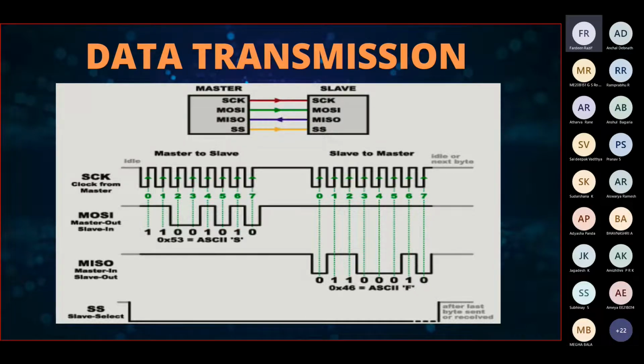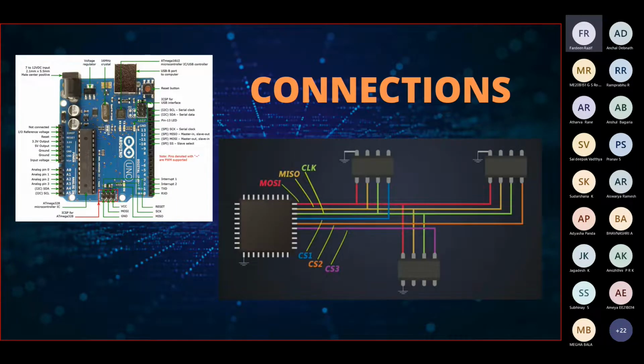But one major drawback of this whole SPI thing is that you cannot connect infinitely many devices because there is a restriction on the number of pins in this master device. So you can only connect as many devices as there are pins in the master. So this is one problem, but this is definitely an improvement compared to UART.